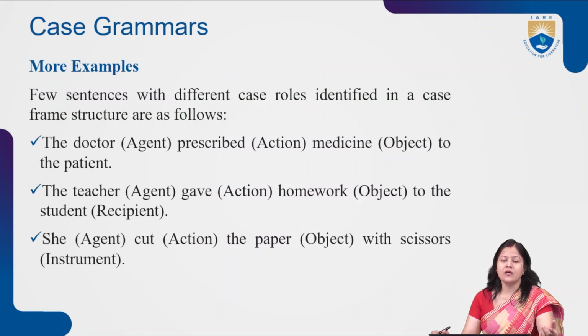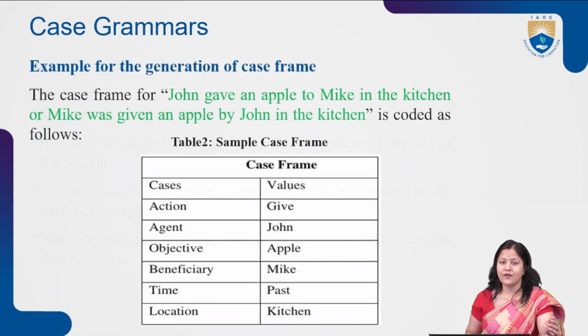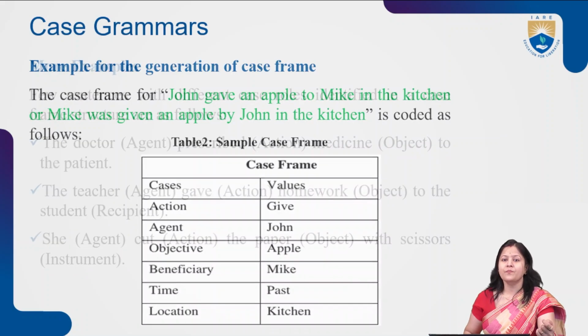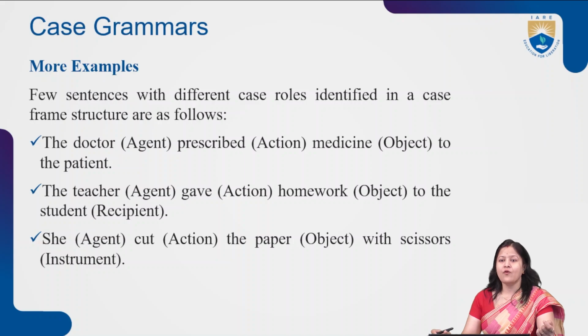The first one, you see: the doctor prescribed medicine to the patient. So, doctor is the agent here. Prescribed means the action. Medicine is the object. Now, all the three things you can represent in a tabular format, as I have explained. The similar case frame you can represent. Second one, the teacher gave homework to the student. Here, teacher is the agent, gave is the action, homework is the object, and student is the recipient.